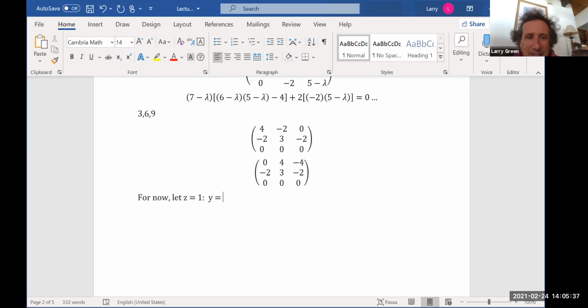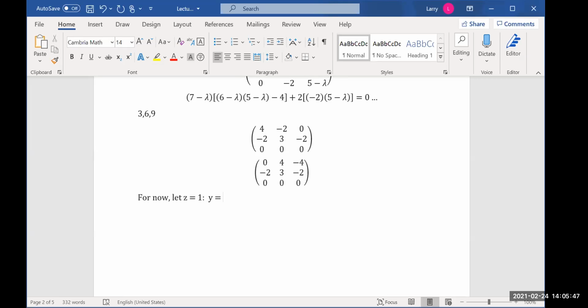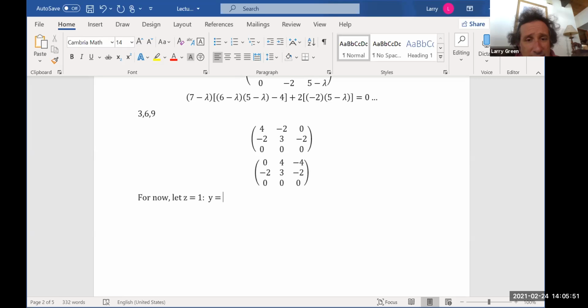That should be easy. Look at the first row. That's the hint. It will be -1. Not -1, but 4. The hint is we've got 4y minus 4z equals 0. And z is 1. This isn't hard, I promise.